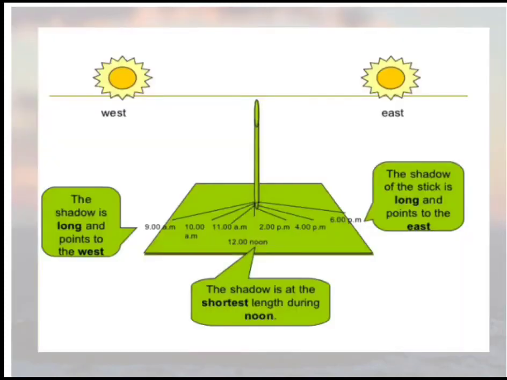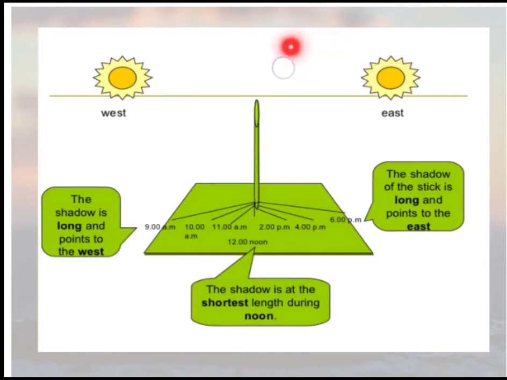We can take another example to understand the concept of shadow. This is a stick. Now, when we talk about the east direction, at 9 a.m. the shadow is long. Then at 10 a.m. it is getting shorter, and at 12 noon it is at shortest. And now you can see, when our source of light is in east, the shadow is formed in the west. Means shadow will always form in the opposite direction of the source of light.